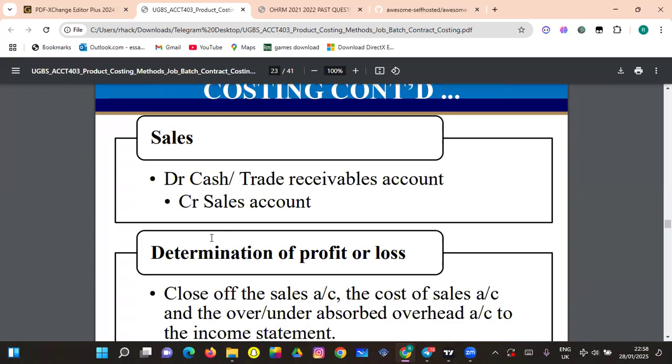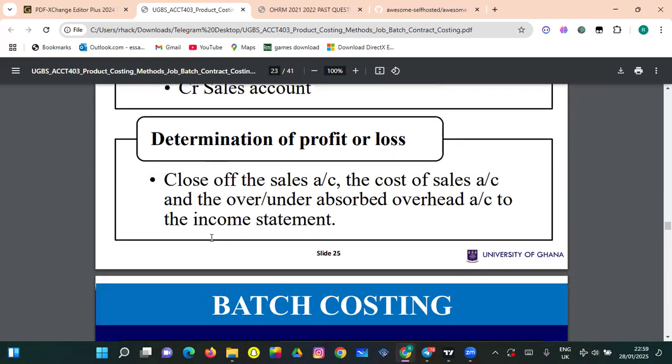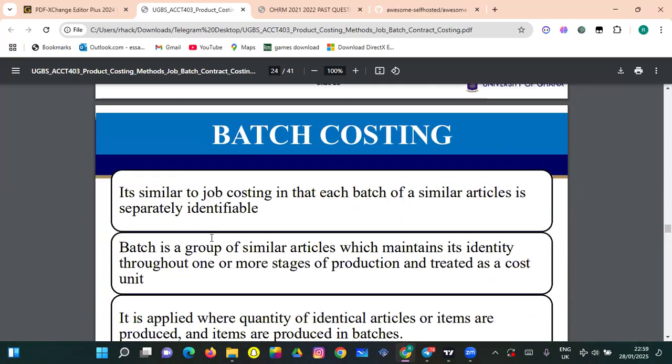Now, anytime we make any sales, we debit cash if the sales is on cash, or if it is on credit, we debit trade receivables. Then we credit sales. So for determination of profit or loss, we close off the sales and the cost accounts and the over or under absorbed overhead account to the income statement. So that is it for job costing, right?